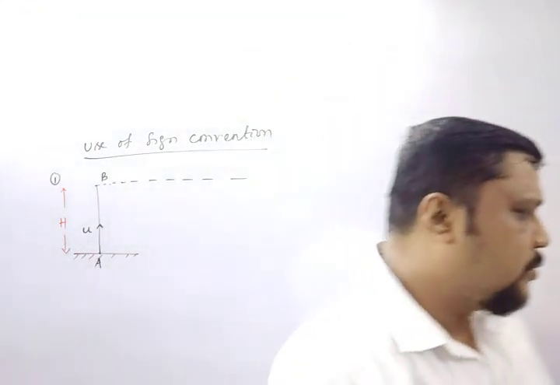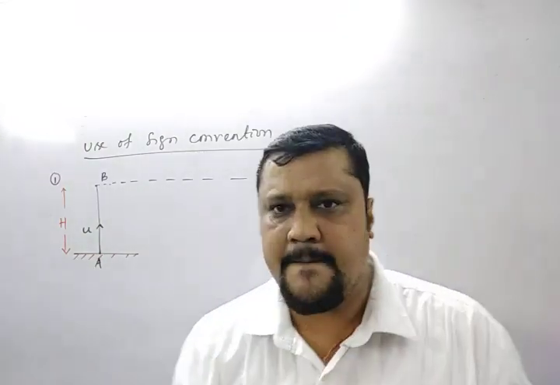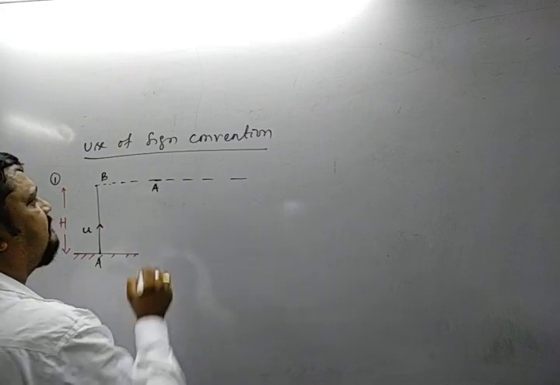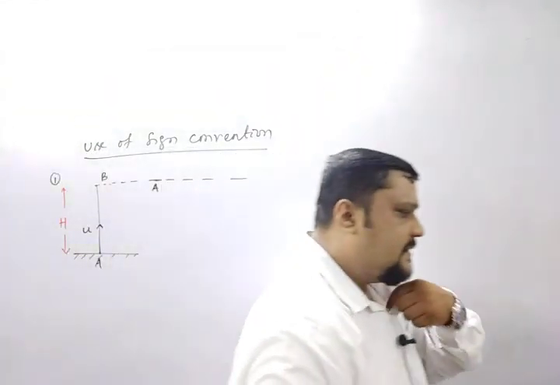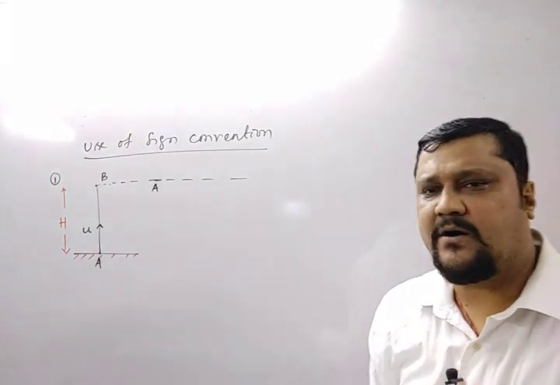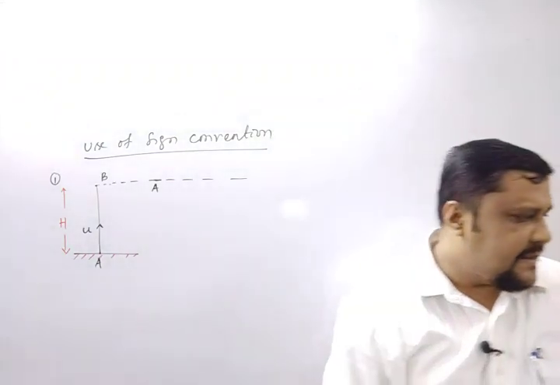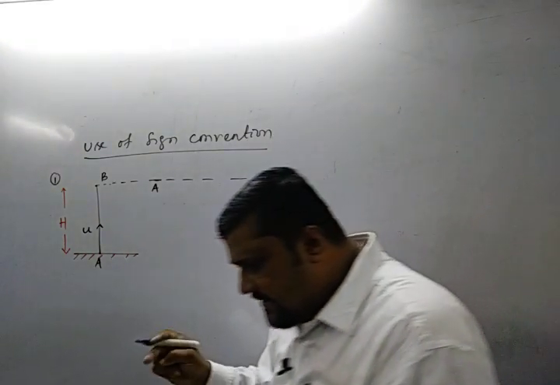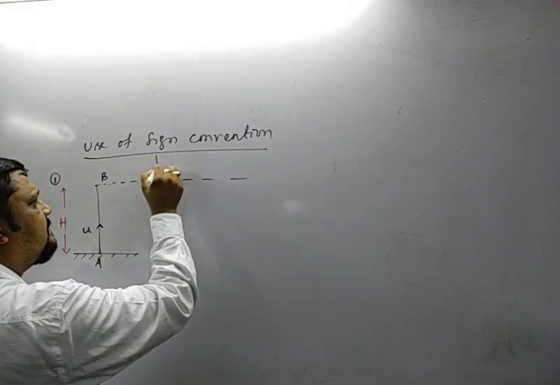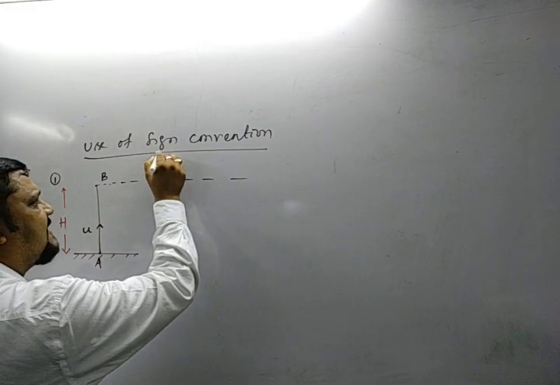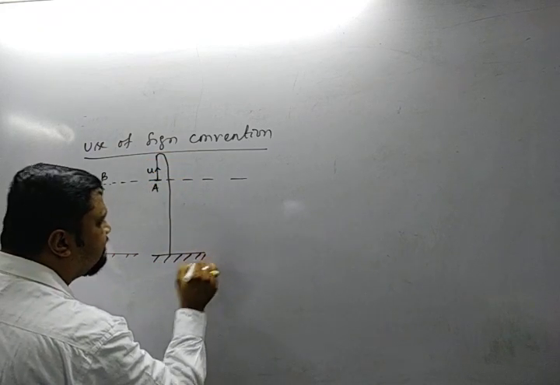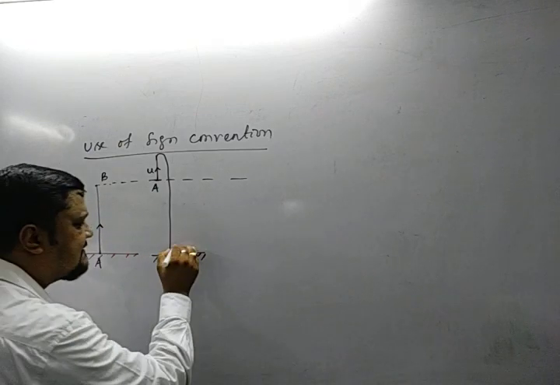Now go to situation number 2. In situation 2, I will throw the ball from my position A. Here the body is projected from a certain height. Suppose the ball is thrown with velocity u from here, it goes up to a certain height, then it falls like this and comes to the ground, and this is the point B.